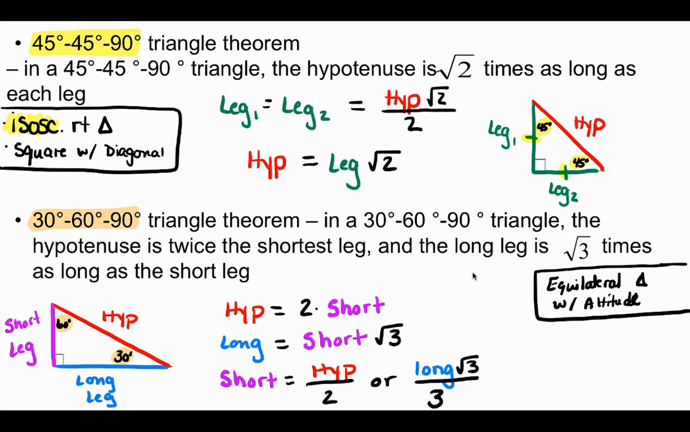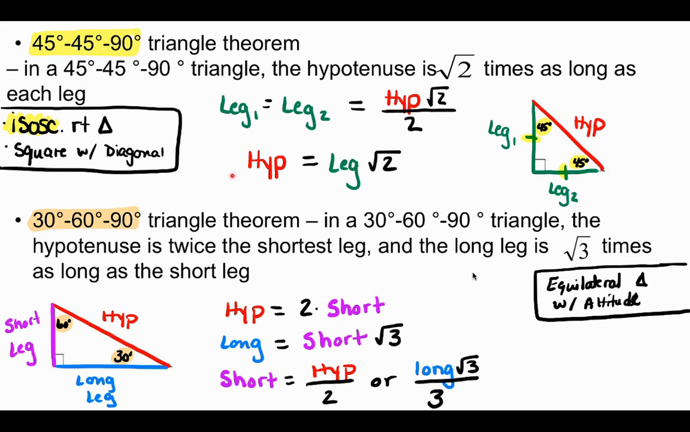So with this one, we have a short leg, a long leg, and the hypotenuse. The hypotenuse is always going to be twice the short leg, and the long leg is going to be the short leg times the square root of 3. We can then work backwards from each of these two situations to figure out the short leg. If you know the hypotenuse, you undo this by taking half. If you know the long leg, you would divide by the square root of 3 and rationalize the denominator. So we get the long leg times the square root of 3 divided by 3.